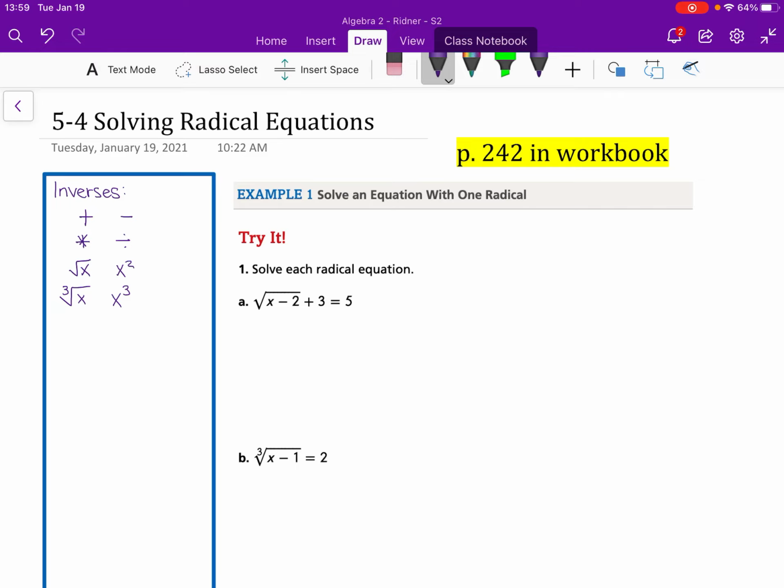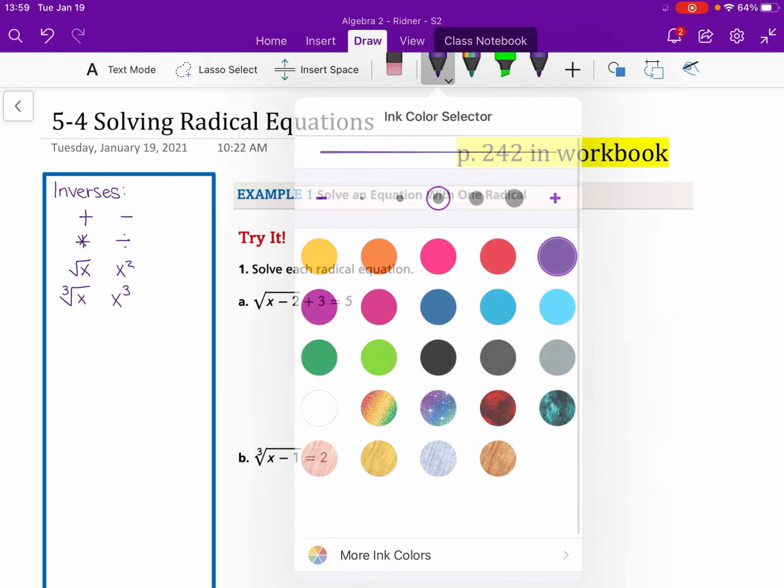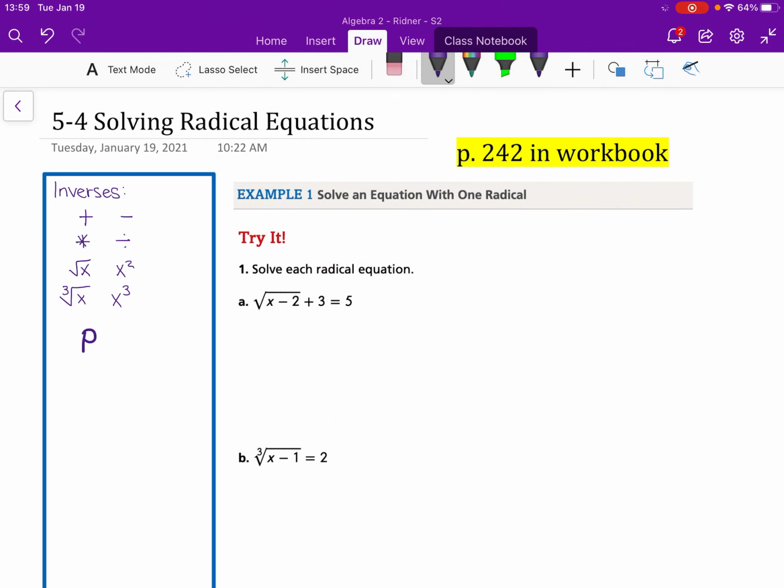Remember when we solve equations, we always want to do PEMDAS backwards. So we want to see, is there something being added or subtracted that is on the outside, meaning not grouped together. So this is grouped together, but we do have a plus 3 on the outside, so we will subtract 3 from both sides. So 5 minus 3 is 2. Okay, working our way back up.